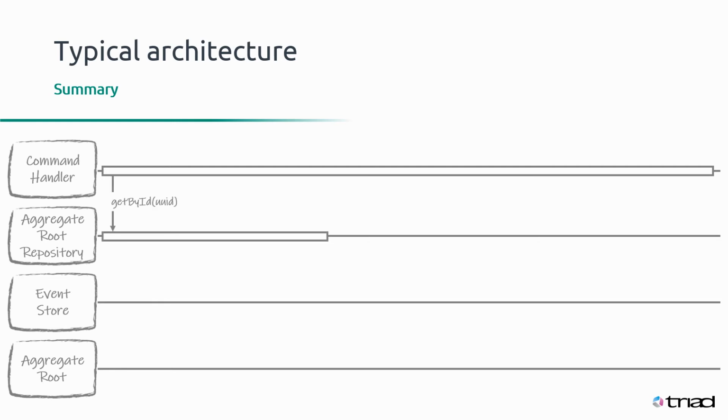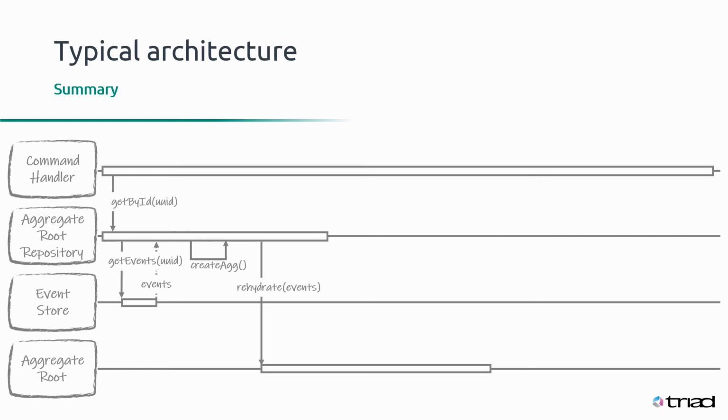So the first thing that happens is the command handler asks the aggregate route repository for an aggregate route referencing the ID of the aggregate route that it requires. The aggregate route repository then retrieves the events for that aggregate route from the event store. The aggregate route repository then creates a blank aggregate route and sends the retrieved events to the newly created blank aggregate route, which then applies events to itself. So then a rehydrated aggregate route is returned to the command handler.